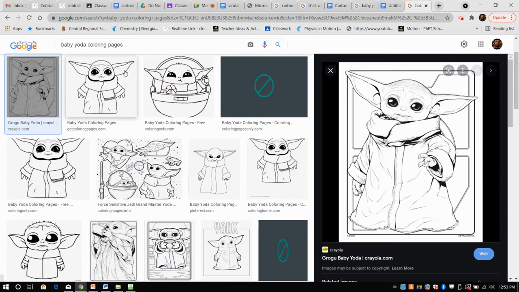Print one of these guys out. Make sure you size it correctly so you'll have enough room on the big sheet of paper to make sure everything fits. Make sure you color it, cut it out, then you can put it on there.